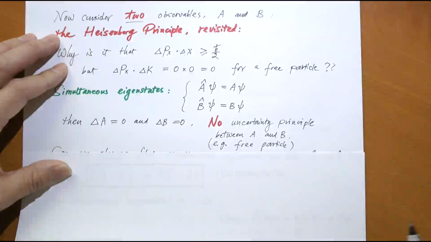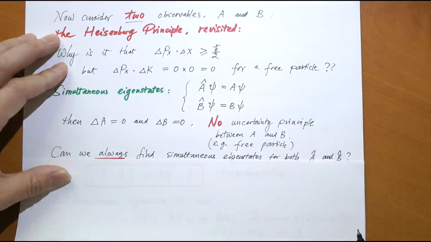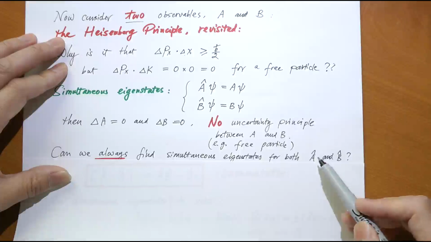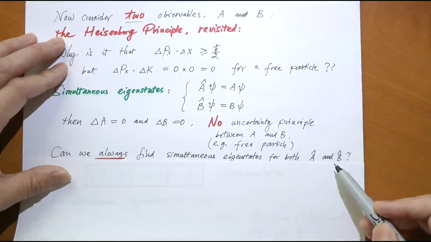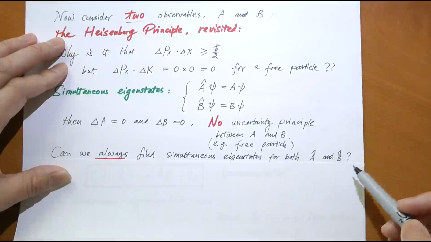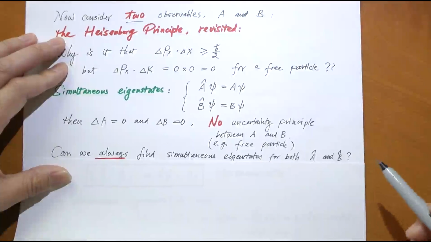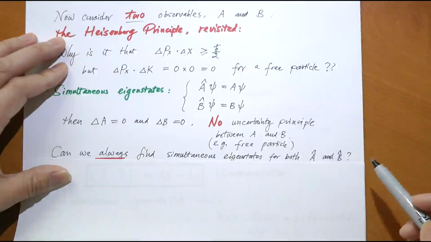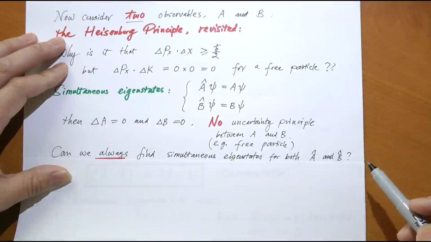Example, like I said, free particles for Px and K. But can we always find simultaneous eigenstates given two arbitrary observables A and B? Can we always do that? If we can always do that, then there would be no such thing as uncertainty principle between them, right? Certainly, we know that is not true. So the question is, when can we find simultaneous eigenstates and when we cannot do that?